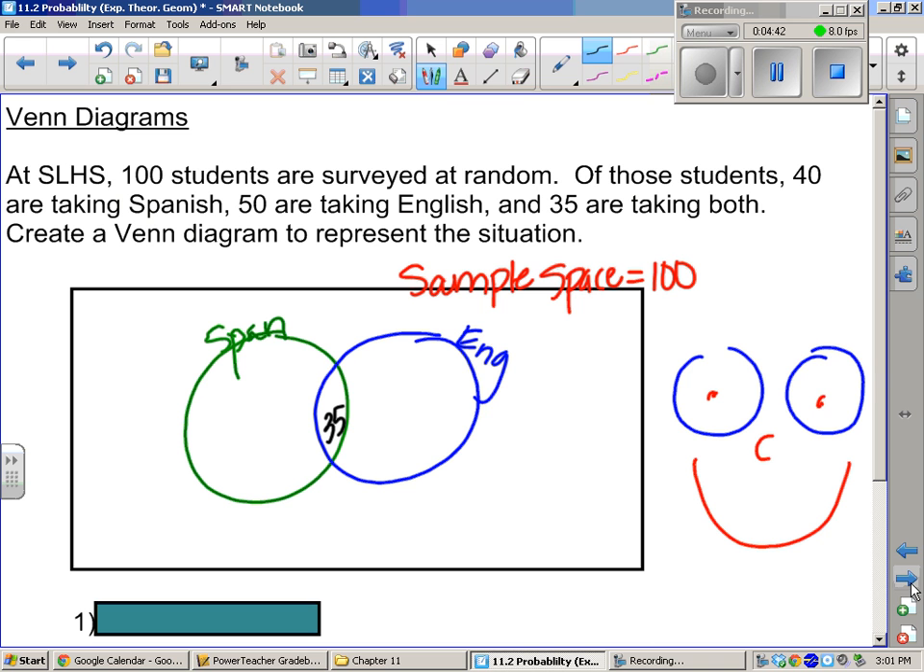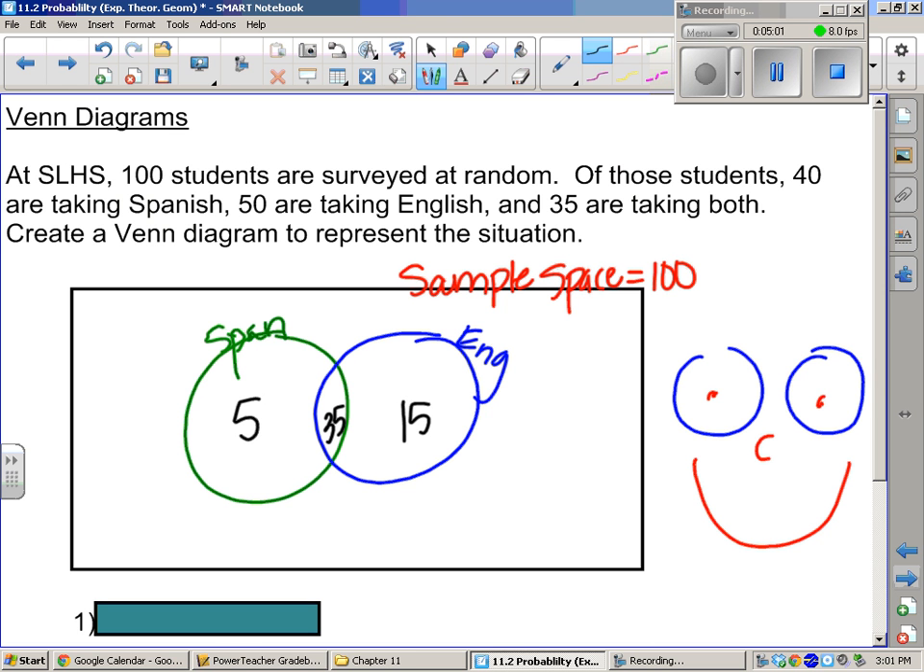Oh, I see. So 15 of the kids are in here. Right, because 35 and 15 is a total of 50. They're in the just English part. Okay, what about Spanish? I need 40 total. Right, so 5 and 35 gives me a total of 40. All right, let's answer some questions.